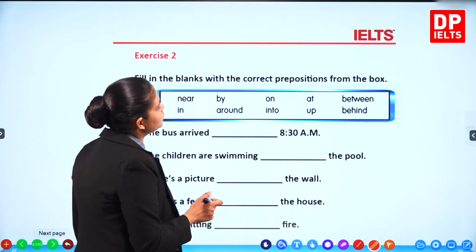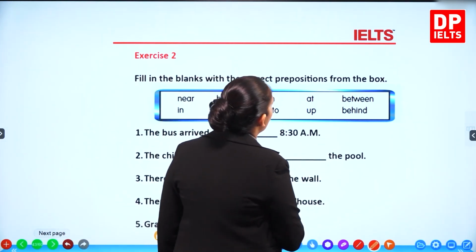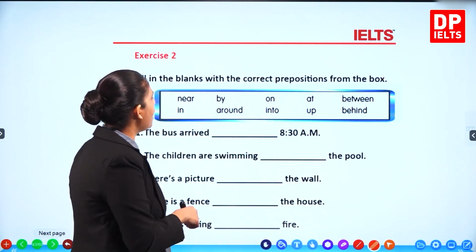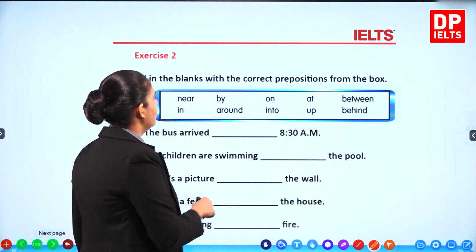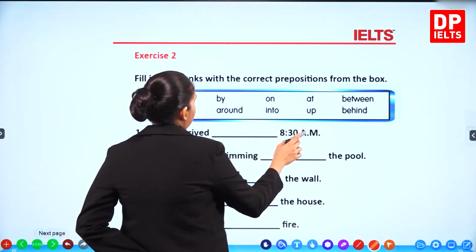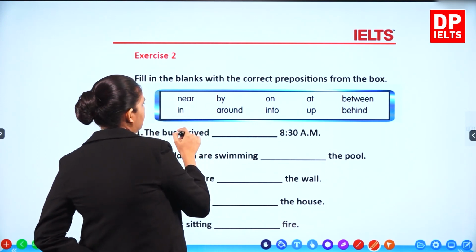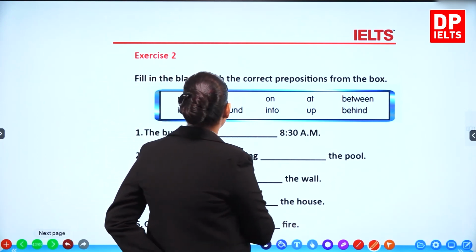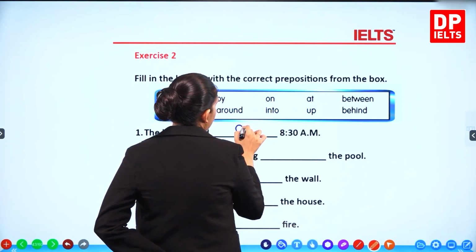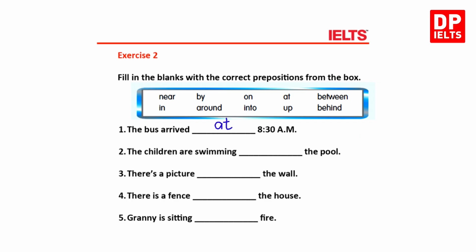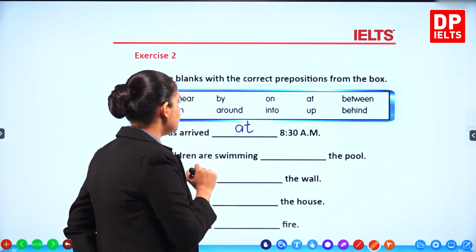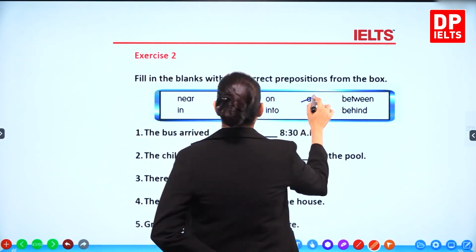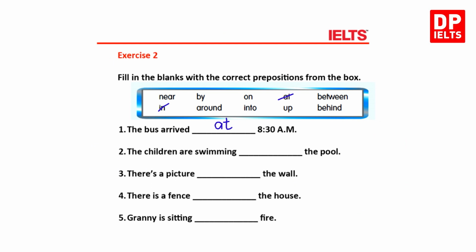Fill in the blanks with the correct prepositions from the box. I arrived at 8:30 a.m. Options: near, in, on, around. சரி, இப்போ இதில் நாங்கள் பார்த்தோம்னு சொன்னால் the bus arrived at 8:30 a.m. ஒரு specific time, so at. The children are swimming in the pool.